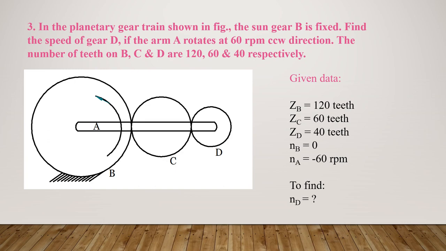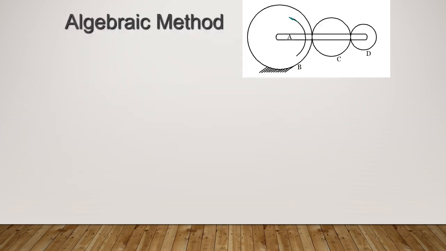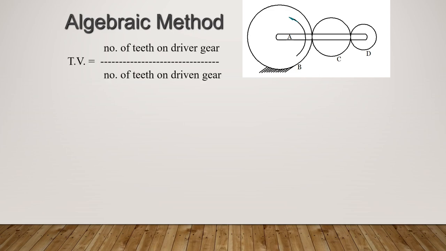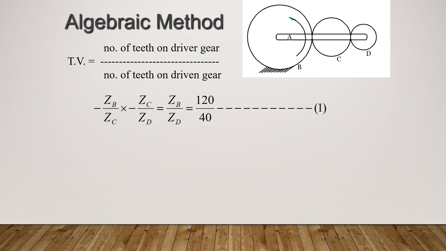So ND we have to calculate. First we will see with the algebraic method. Same method, first you have to write the train value. Clear? So when you write the train value, take driver and driven combination, number of teeth on driver to number of teeth on driven. So all the driver gears you have to consider.